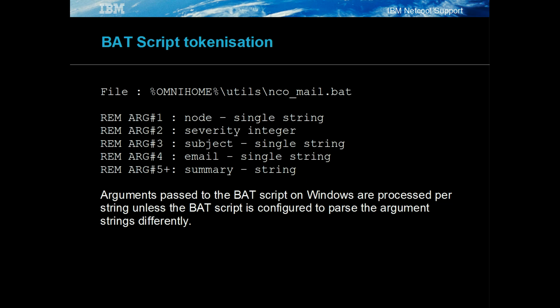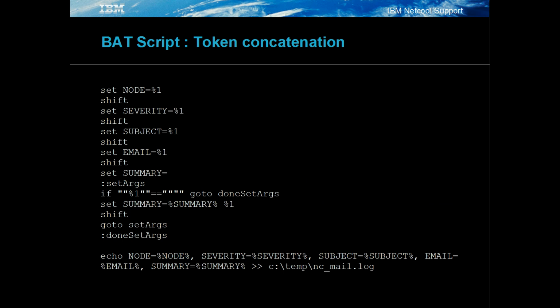Create the nco_mail.batch script with the required arguments in the specified directory. Arguments are single strings. In the example, only summary is allowed to be a multiple set of strings. Logging the variables to a log file allows the batch script to be debugged.